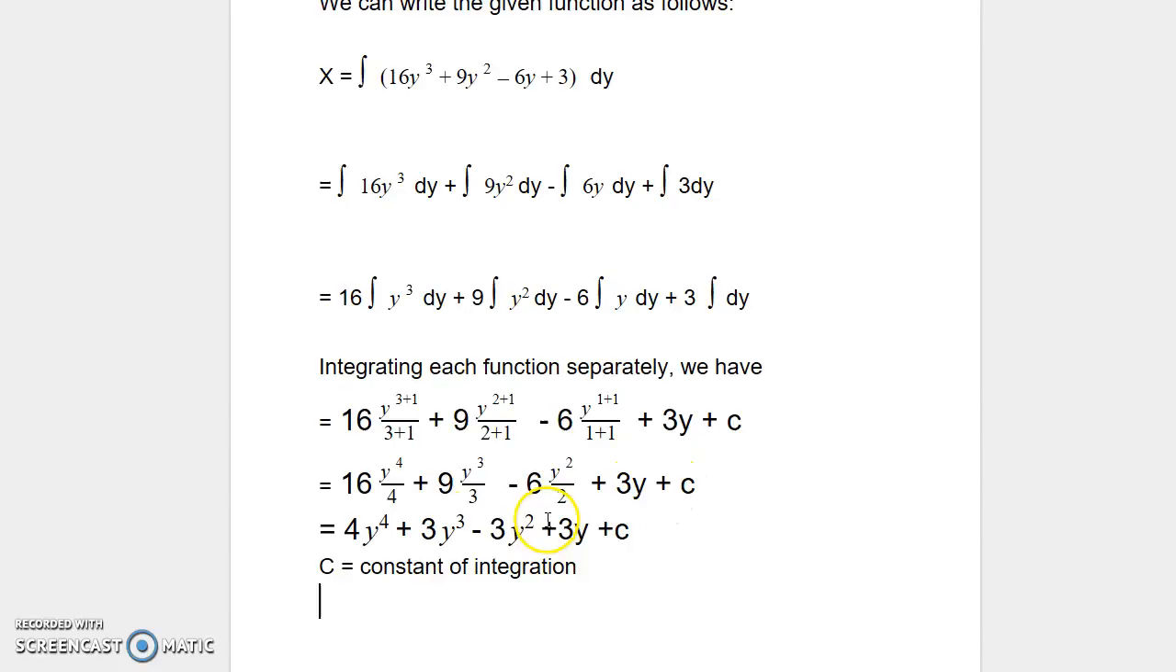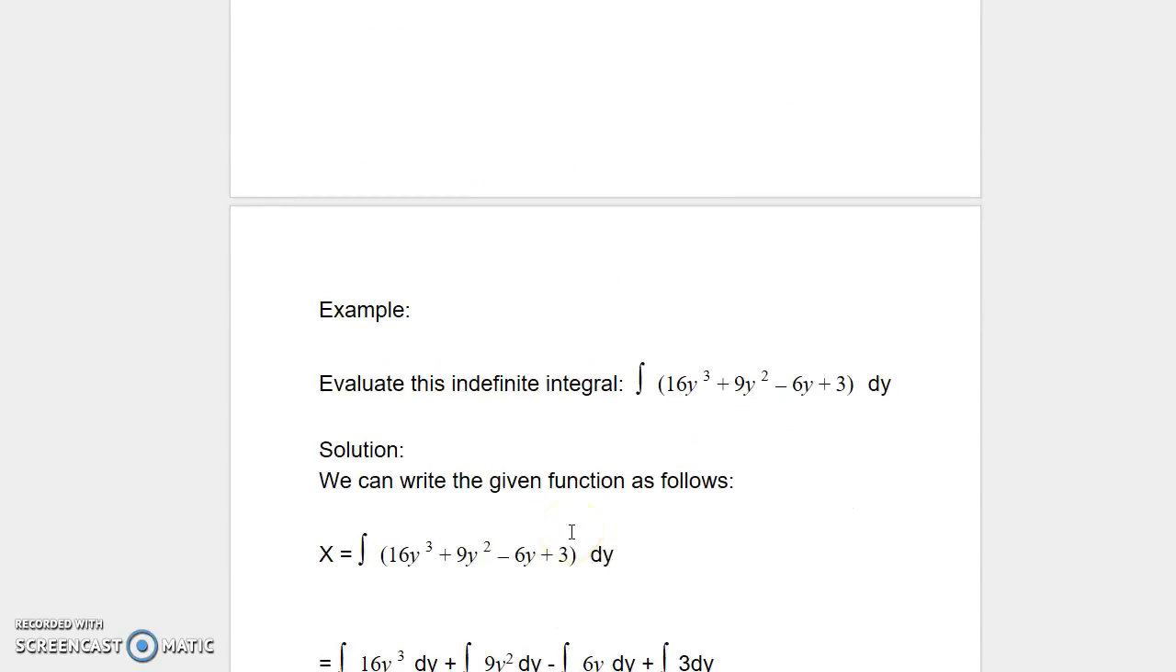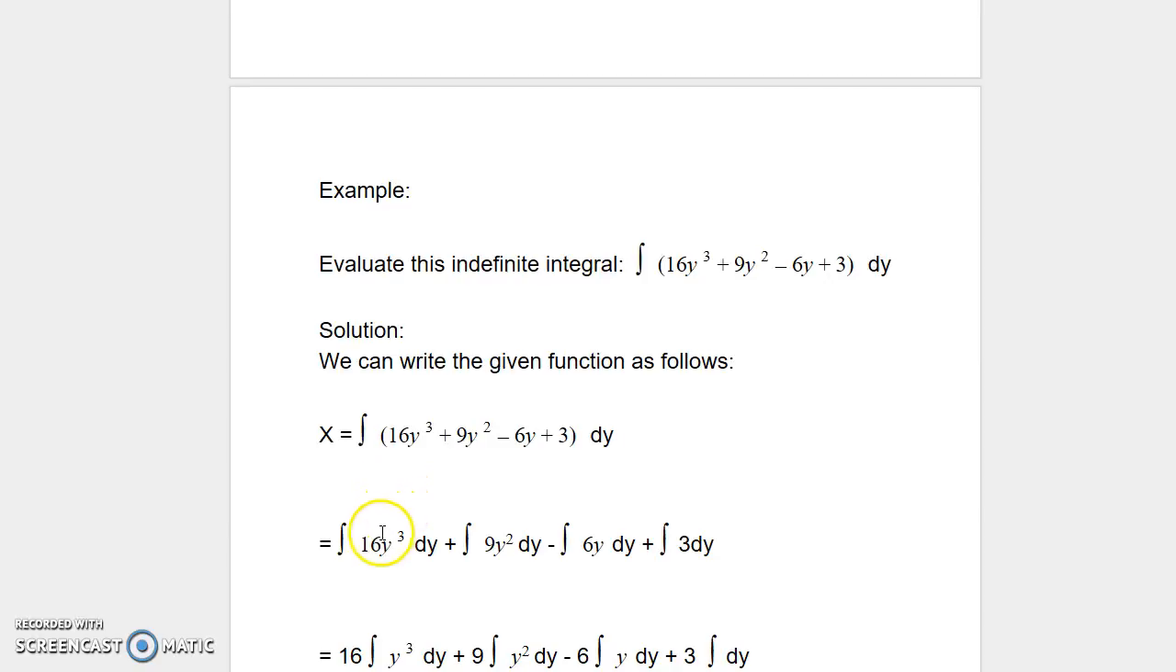So if we simplify it some more, 16 divided by 4 is 4, y to the power of 4, plus 9 divided by 3 is 3, y to the power of 3, minus 6 divided by 2 is 3, times y to the power of 2, plus 3y plus c, where c is a constant of integration. So when we have polynomial functions of this kind, we can integrate each one of the terms separately and then apply the integration process and arrive at our answer.